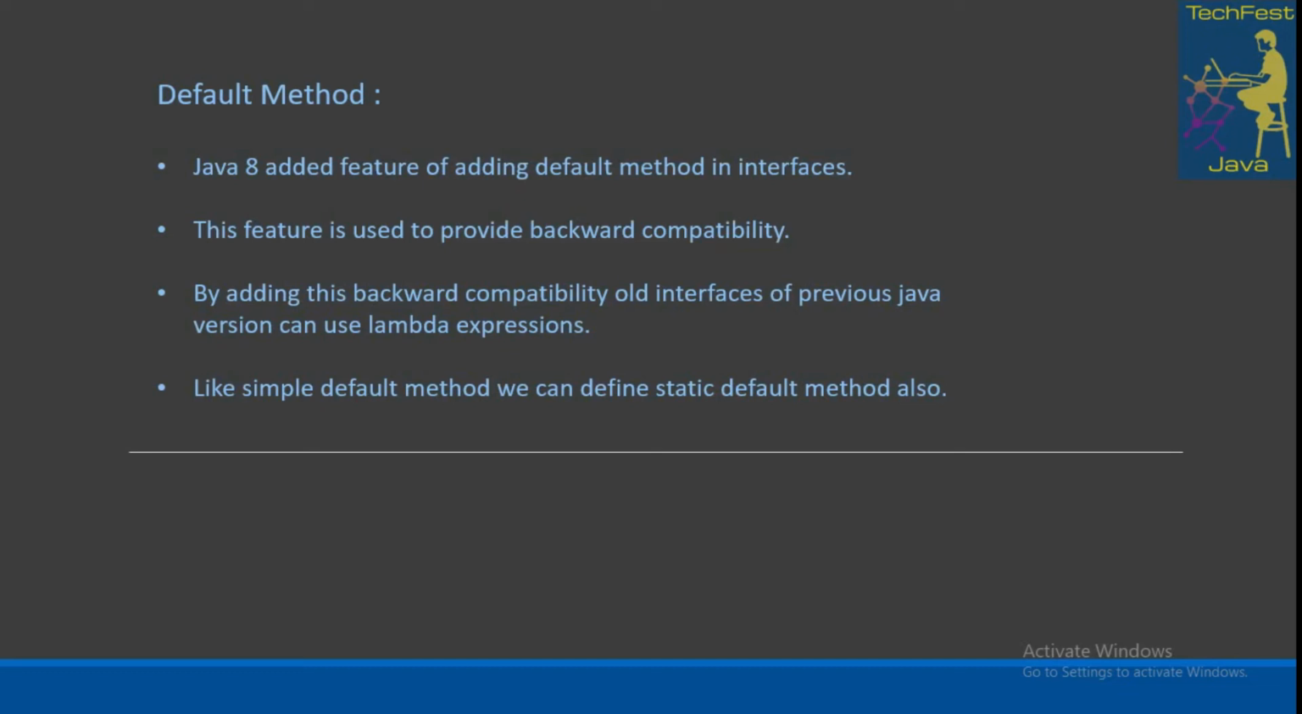we can define a static method also, which is on the class level. So in interfaces, Java 8 provided the leverage, apart from defining an abstract method, to define default methods as well as static methods.